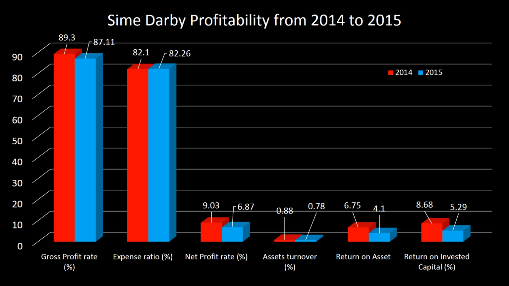Also, the return on asset has decreased by 2.65%, and it is caused by the business having high purchases of fixed assets in 2015. The return on invested capital has also decreased by 3.39%. This is due to the decrease of net profit and the increase of tax rate.